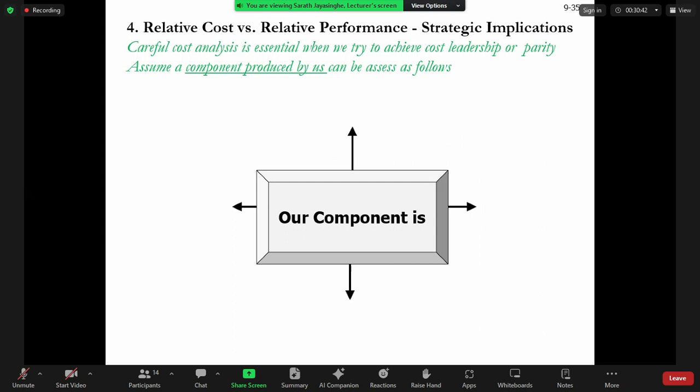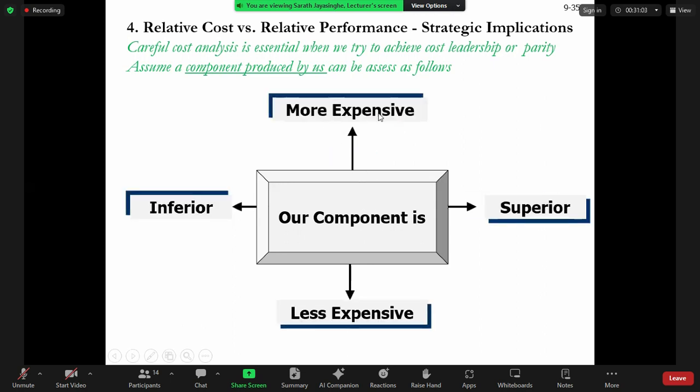Careful cost analysis is essential when we are trying to achieve our leadership or parity. Assume a component produced by our company, right? It can be assessed as follows. So we can assess or value it. Our component is sometimes more expensive or less expensive, sometimes inferior or superior, right? Then you can see if our component is more expensive and inferior, we have to change it. Right? We can change the design, we can change the manufacturing system, or we can forget it, ignore.